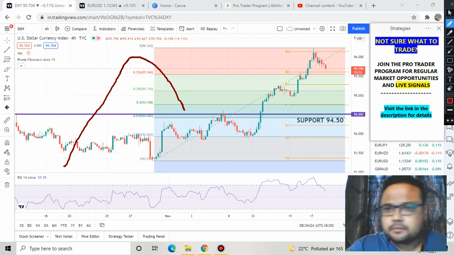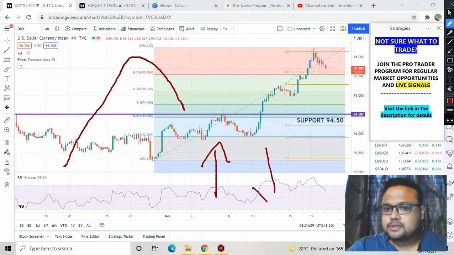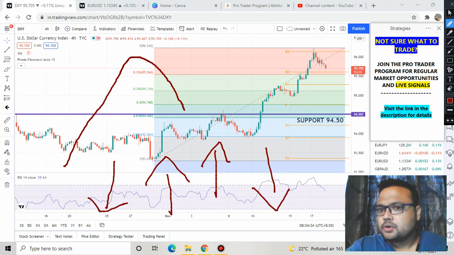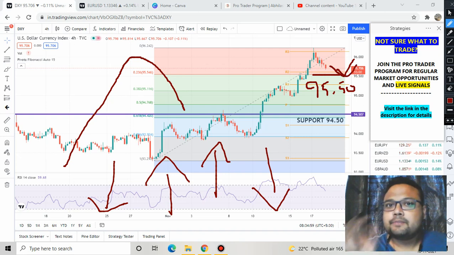Right now there is a correction going on, and as we all know, if the dollar goes up, Euro USD goes down, or when the dollar goes down, we see Euro USD going up. So there is a possibility here that DXY will be coming down to the level of 95.50 and bounce, because this is a Fibonacci 23.6% retracement level. So if it comes down to the 23.6% level and bounces, do not be surprised.